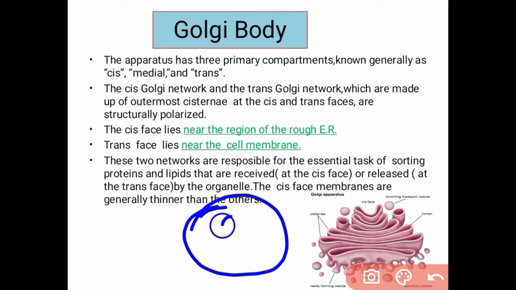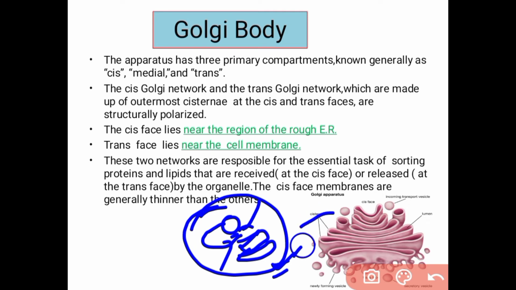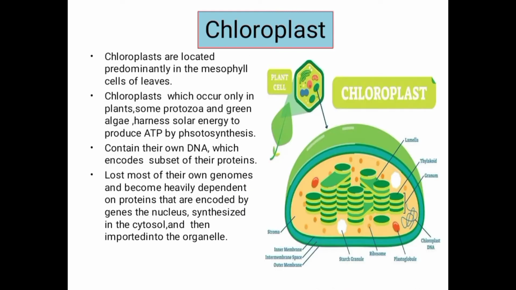This is the cell, this is the nucleus, and here the Golgi apparatus is present. This is the cis face and this is the trans face, and the cis face receives the proteins and lipids for sorting, and the trans face releases them from the organelle. The cis face membranes are generally thinner than the others.